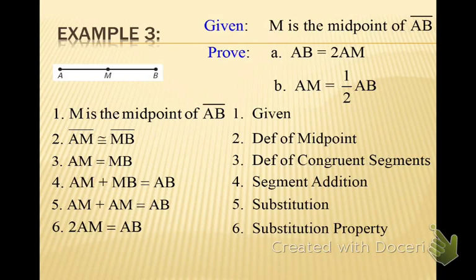We can go directly to part B now. How do I go from this statement to that statement? What would I do? Yeah, divide everything by 2. So what do we call that when we divide everything by 2? We're doing it to both sides. Same thing. Division. We'd call it division. So that would be division. Everybody have it? No?